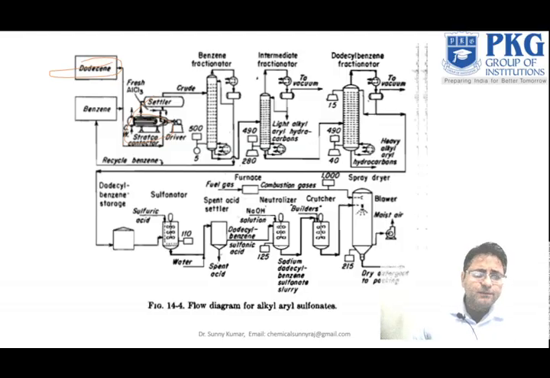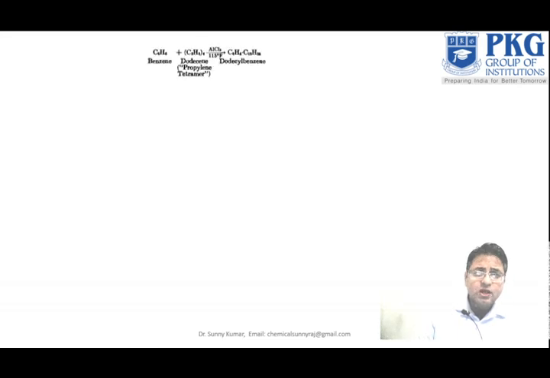So this is a very simple flow diagram for the alkyl aryl sulfonates, which is very important for producing detergents. It is very important. You can also open your industry by using this. So this is a simple reaction. What is the reaction occurring in this flow sheet?